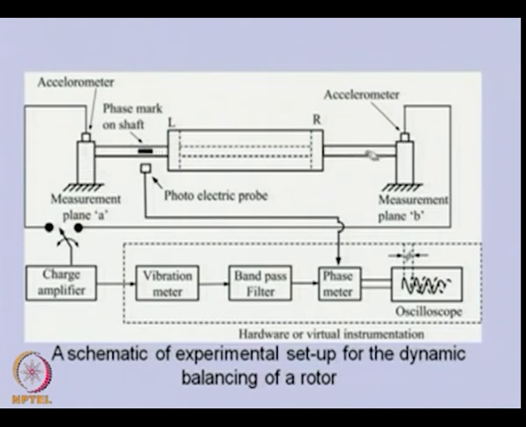In this, these are the bearings. So the left plane and right plane of the rotor are there. At these locations we can keep the correction masses or trial masses. There is also a reference signal here. This could be a photoelectric probe.